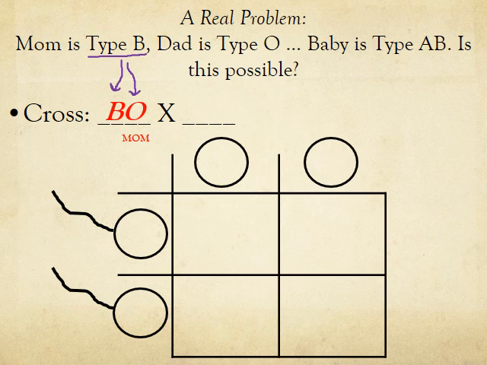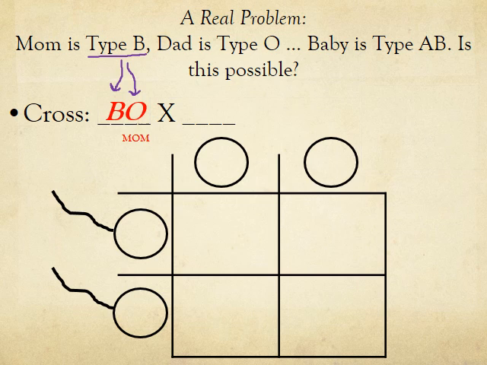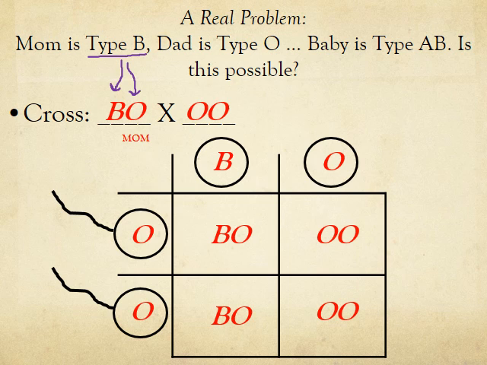Now, dad's O-type. There's only one option for that. The only genotype for O-type blood is OO. So like we said before, remember, when in doubt, the heterozygous condition is much more likely. So unless we straight up tell you that their blood type is BB or AA, assume that it's either AO for A-type or BO for B-type. So we know that dad is O-type blood, and the only option for O-type blood is OO. So we set up our Punnett square. In our first box, we would get BO, our second, OO, our third, BO, and our fourth, OO.